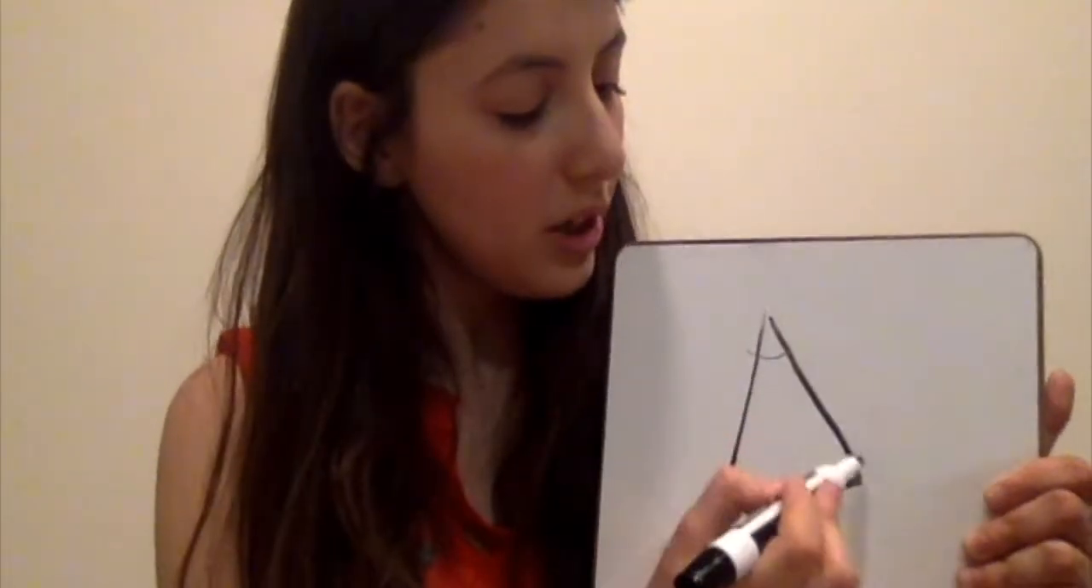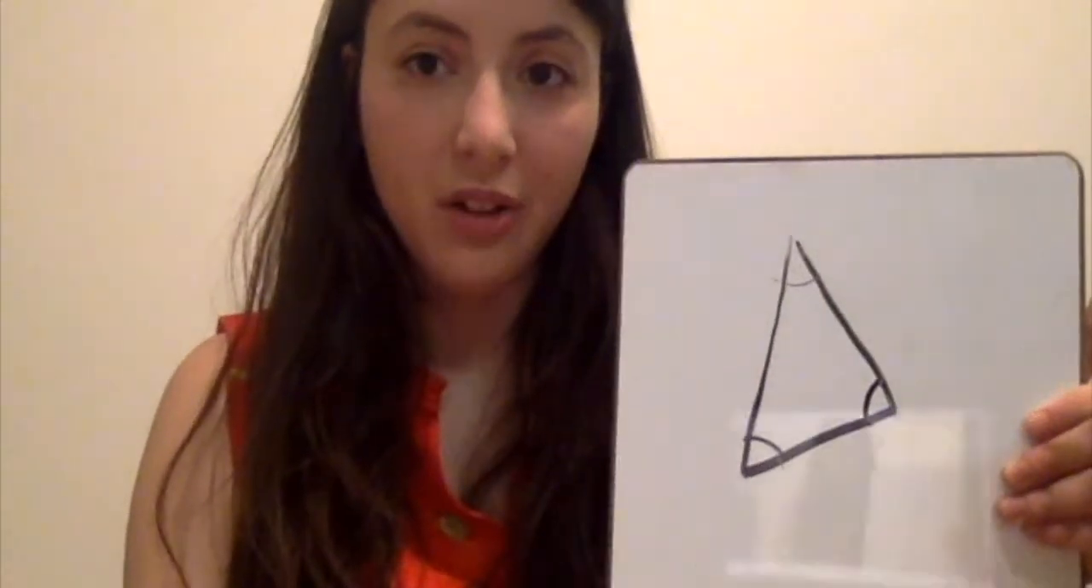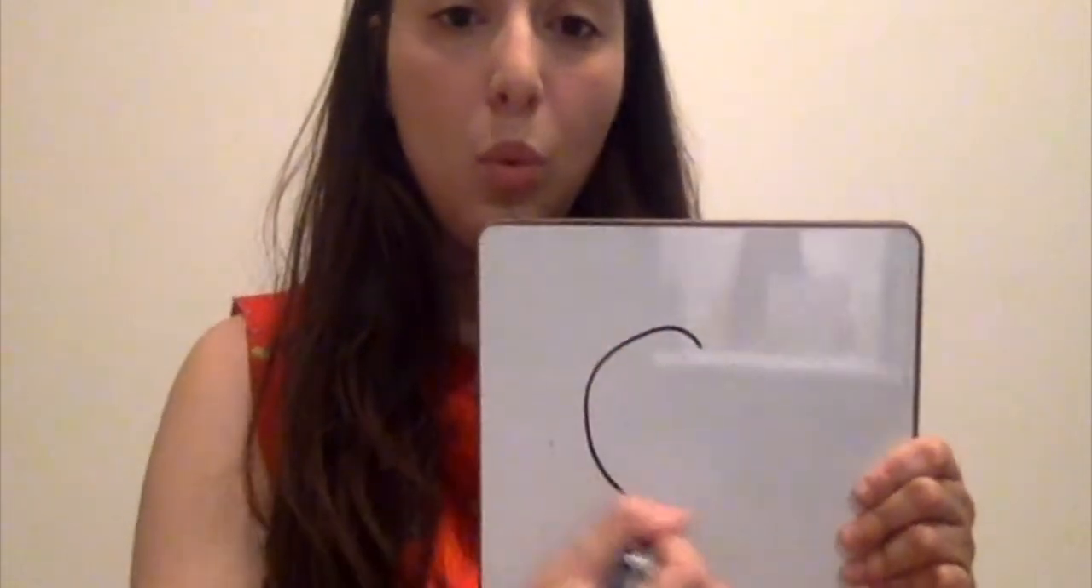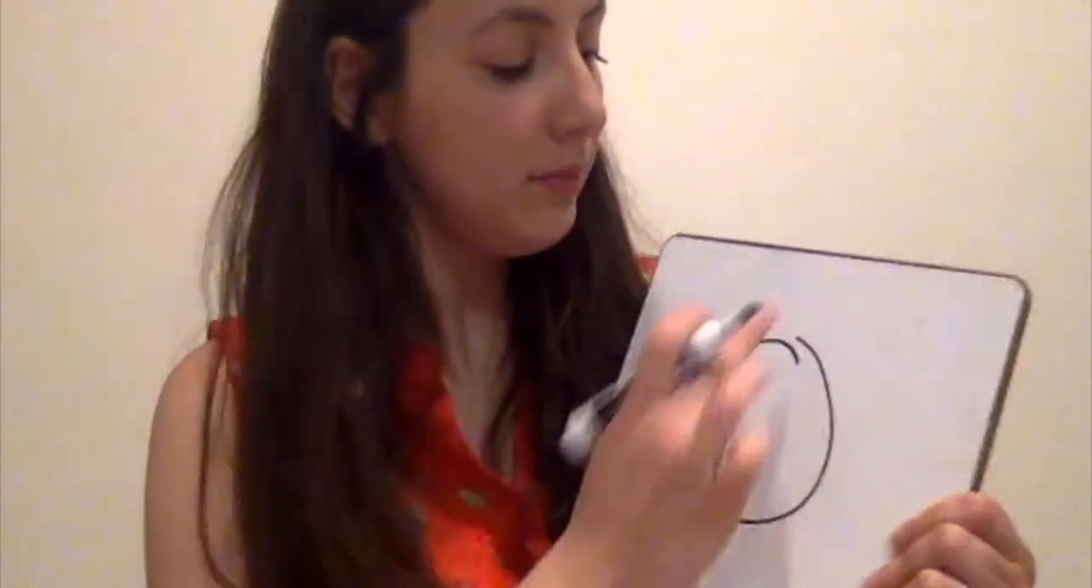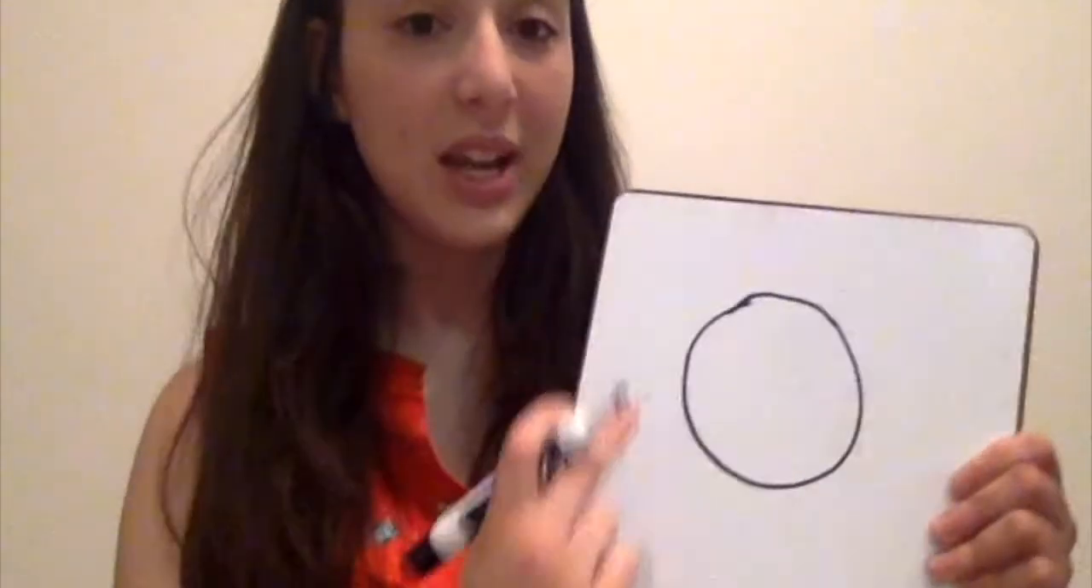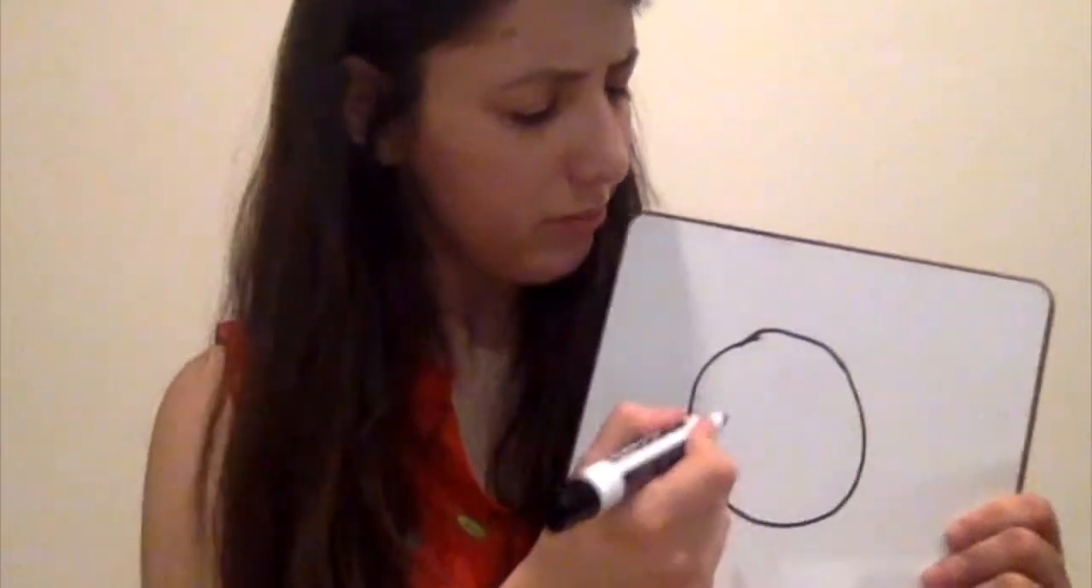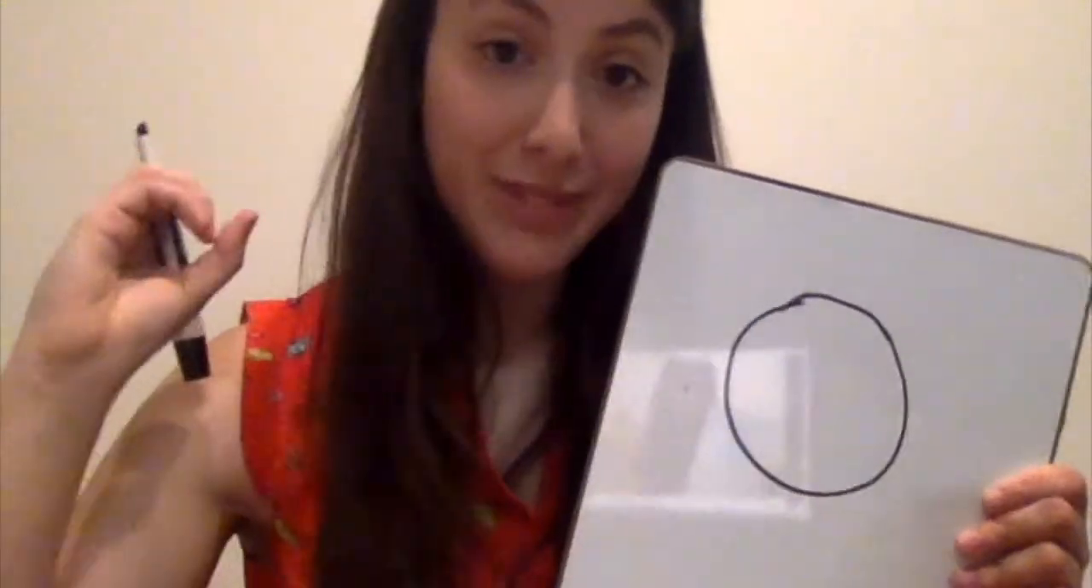How many sides does a triangle have? 1, 2, 3. And how many corners? 1, 2, 3. All right, so now, how many sides does a circle have? 1. 1 side. And how many corners? 0. A circle has 0 corners, none.